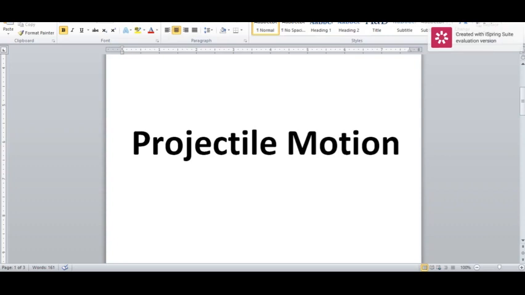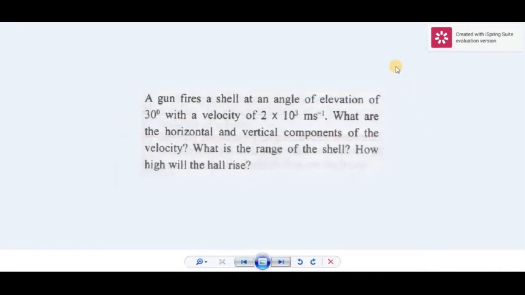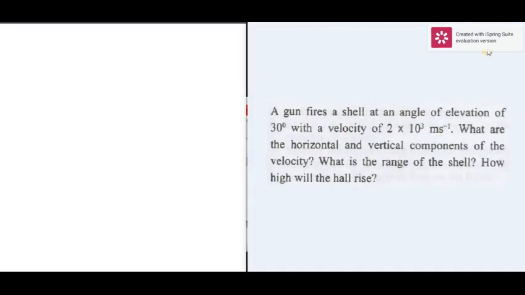Projectile motion. A gun fires a shell at an angle of elevation of 30 degrees with a velocity of 2 times 10 raised to the power 3 meters per second. What are the horizontal and vertical components of the velocity? What is the range of the shell? How high would the shell rise?